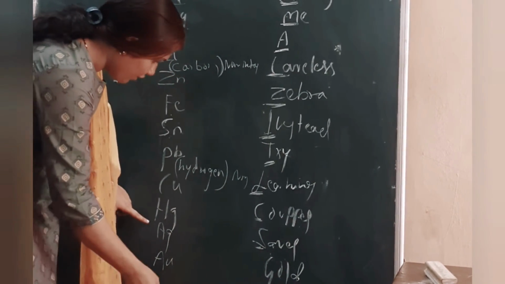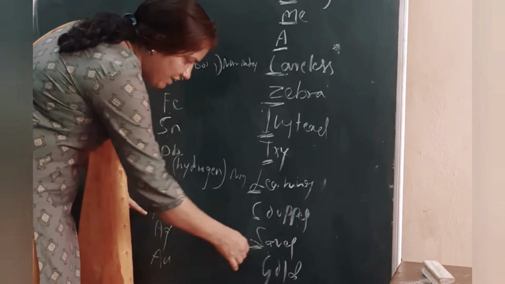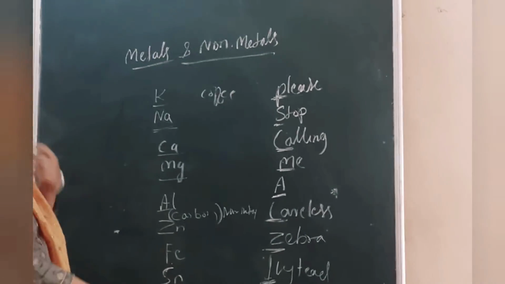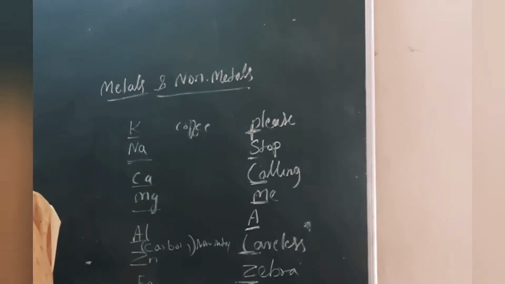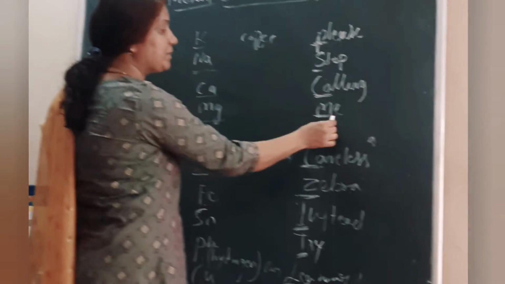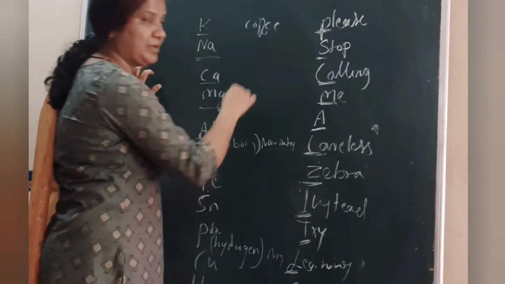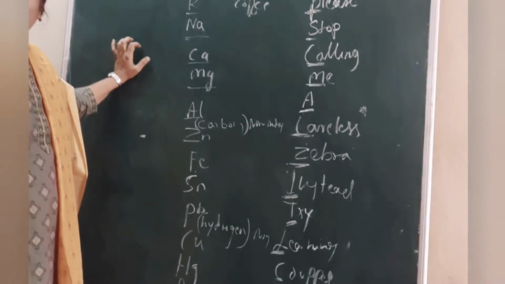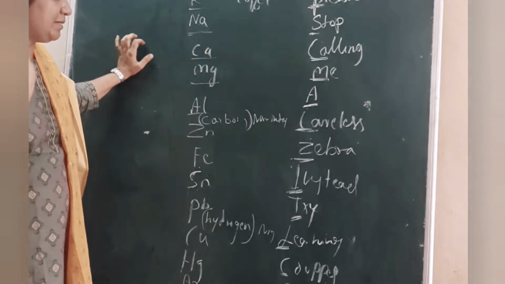And for silver, it is the same, right? And for gold, gold as it is. Okay? And last one, ma'am. Gold, Au. Okay? Now, how to recall this? Please stop calling me a careless zebra.